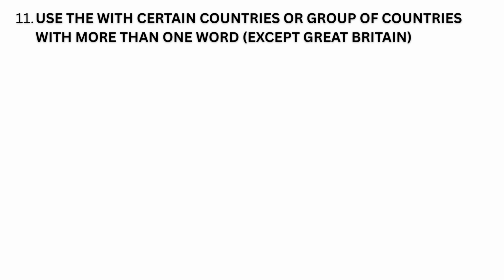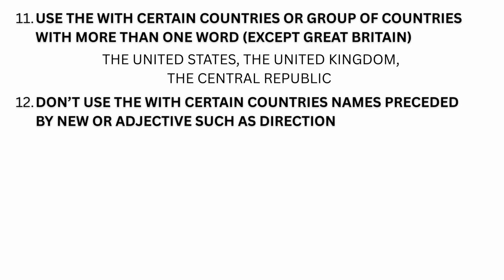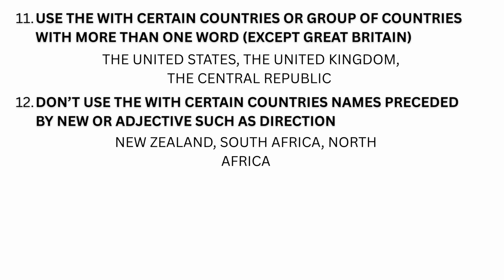Use the with certain countries or groups of countries with more than one word, except Great Britain. For example, the United States, the United Kingdom, the Central African Republic. And don't use the with countries' names preceded by new or an adjective such as a direction. For example, New Zealand, South Africa, North Africa.